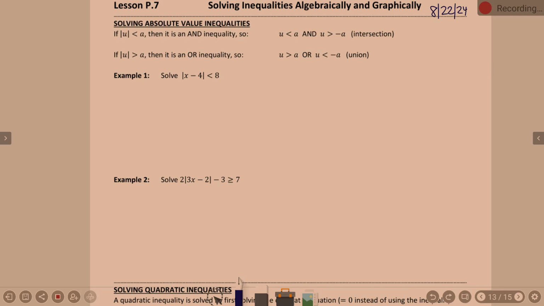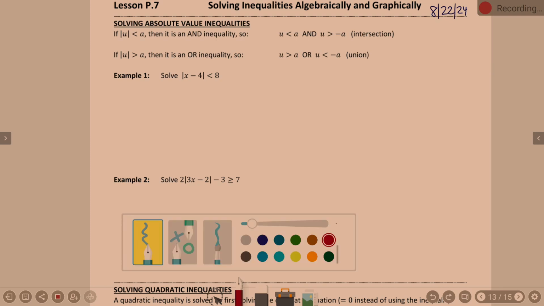But first type of inequalities we're going to talk about are absolute value inequalities. I don't know that we talked about these in Algebra 2 last year. So if the absolute value is less than A, then it is an AND inequality. As opposed to if the absolute value is greater than, then it is an OR inequality. So we talked about those last year.